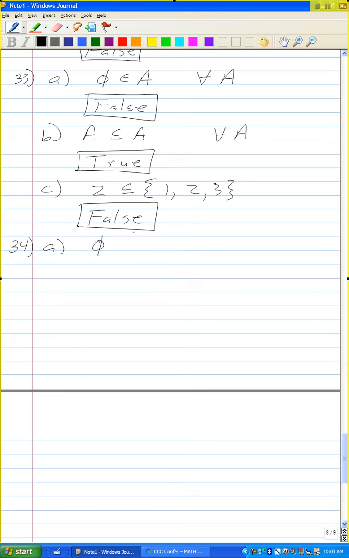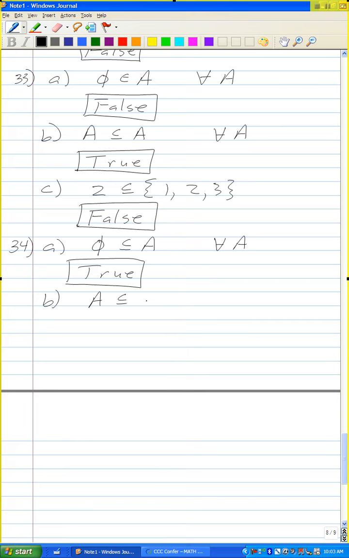Is the empty set a subset of every set? And that is true. Is every member of the empty set a member of the set A? Well, there are no members, so true, because there are no members in the empty set.